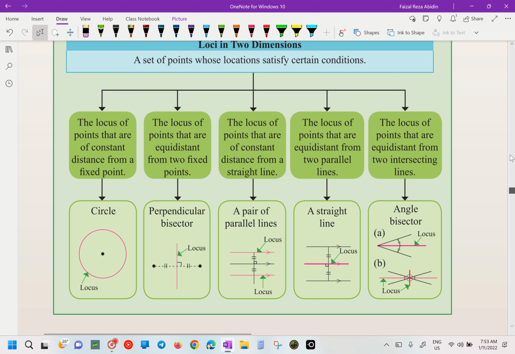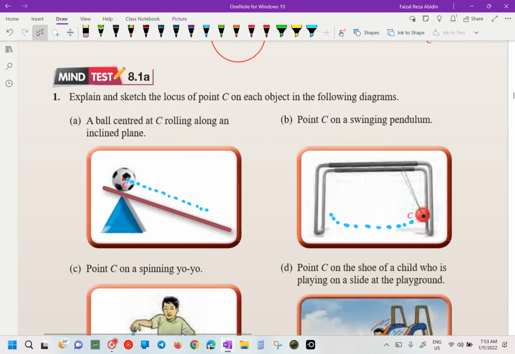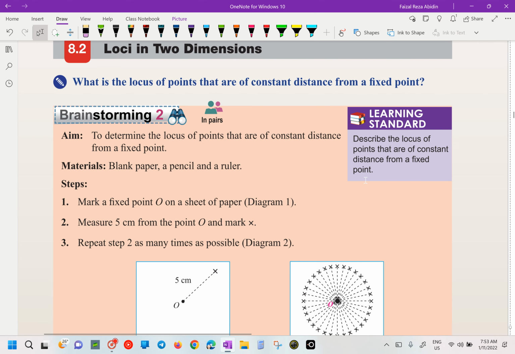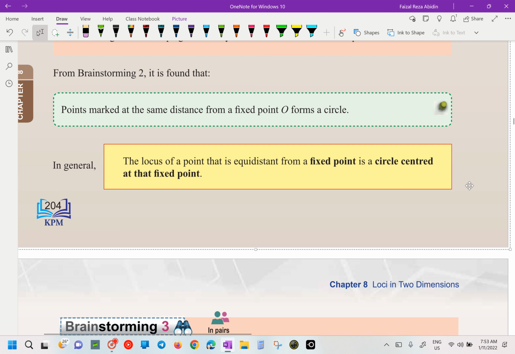Okay, now we are going to look back at our 8.2 just now. We are going to look at our first learning standard over here, which is to describe the locus of points that are a constant distance from a fixed point. So if you look over here, straight away: the locus of a point that is equidistant from a fixed point is a circle centered at that fixed point.